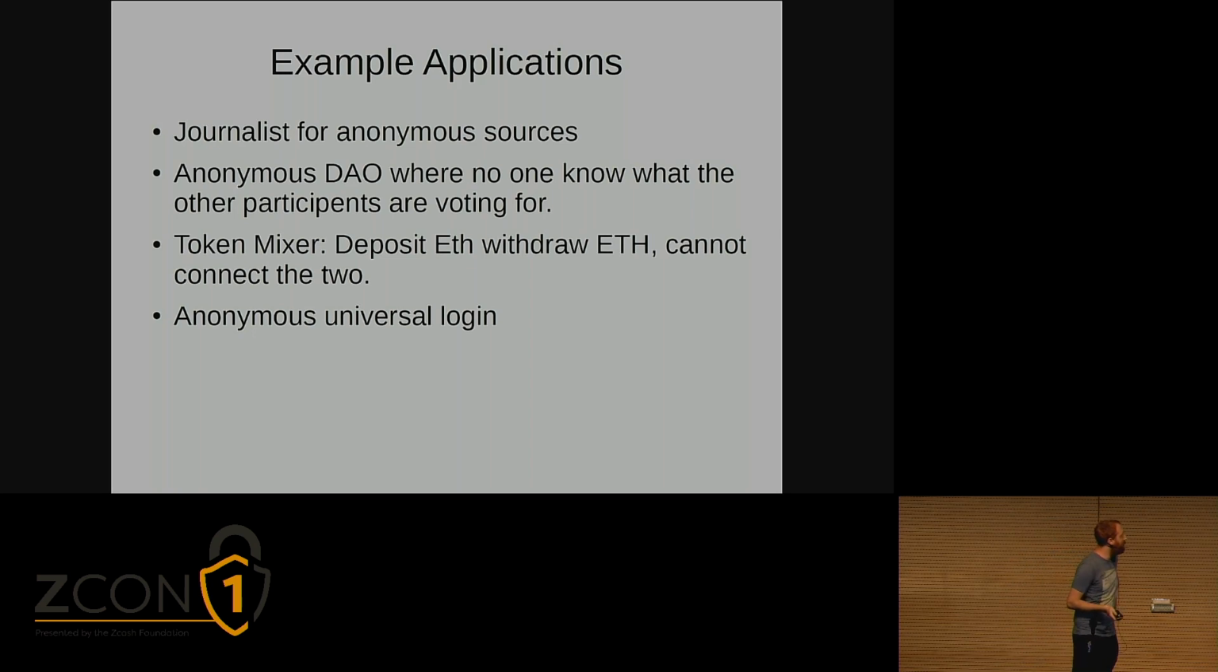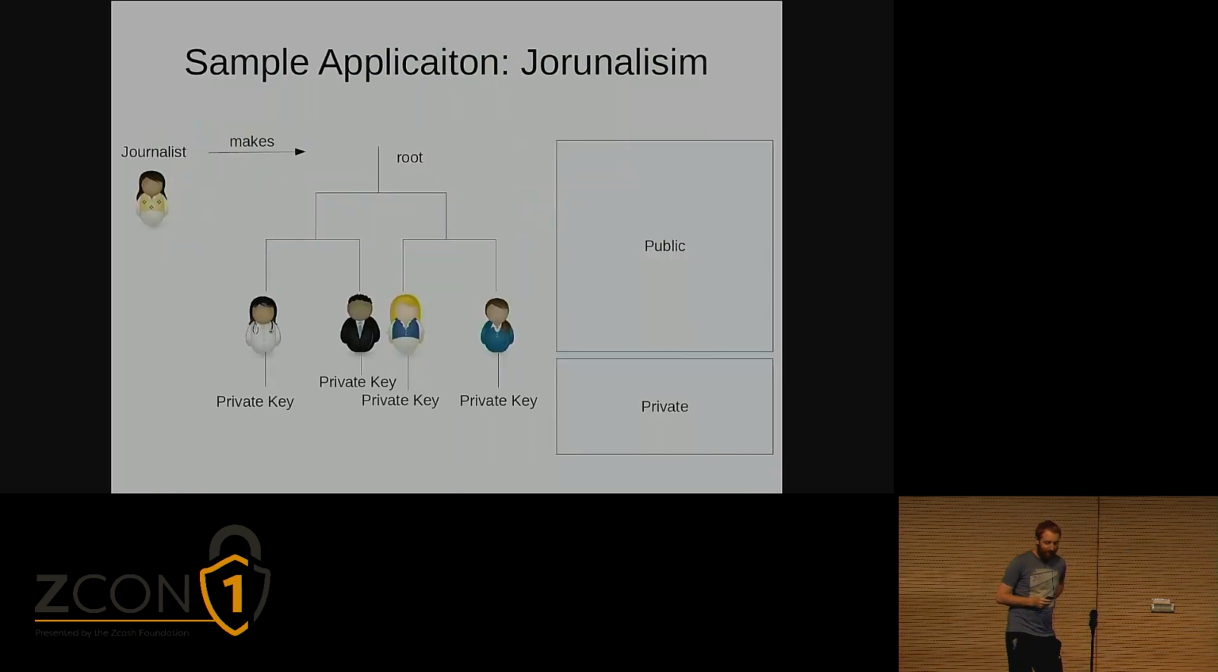So let me give you an example of the journalist application. Okay, so we have this journalist, and this journalist has a bunch of sources. The sources don't trust the journalist, but they also want to give a quote or some information to the journalist. But the journalist can't accept the quote unless she knows that they're part of this group.